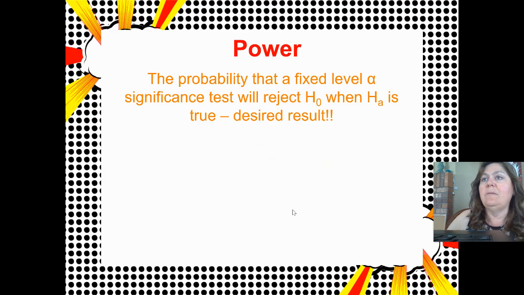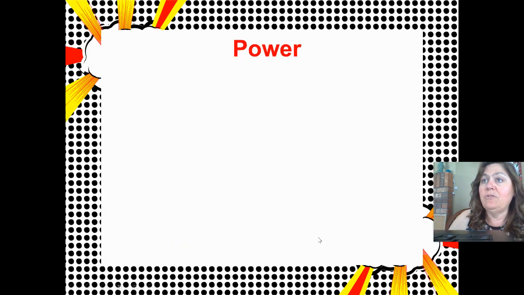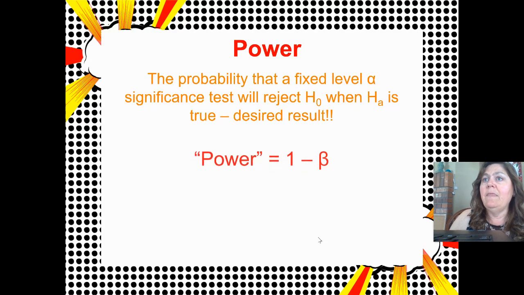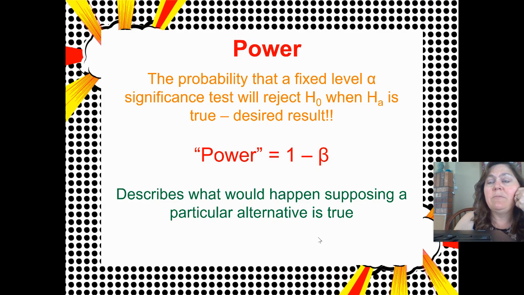And that was, let me go back. As you can see, that's over here in this area beyond the beta, in this area, we rejected it and we should have. Okay. And that's what power is. Power is 1 minus beta, 1 minus the probability of a type 2 error.